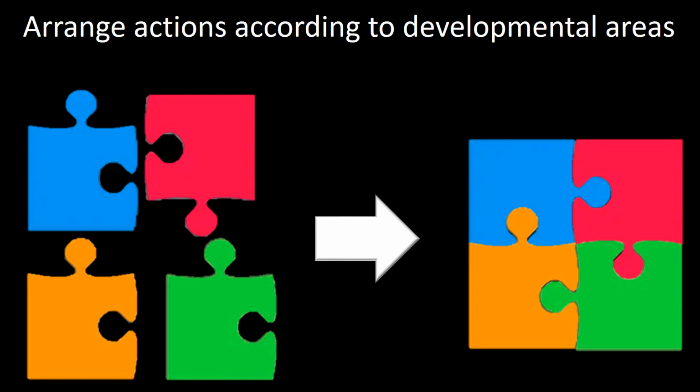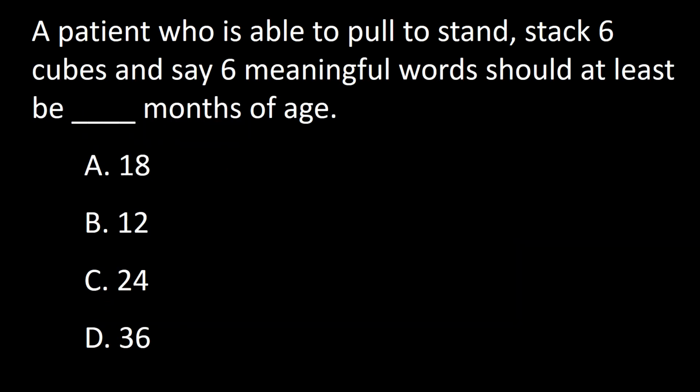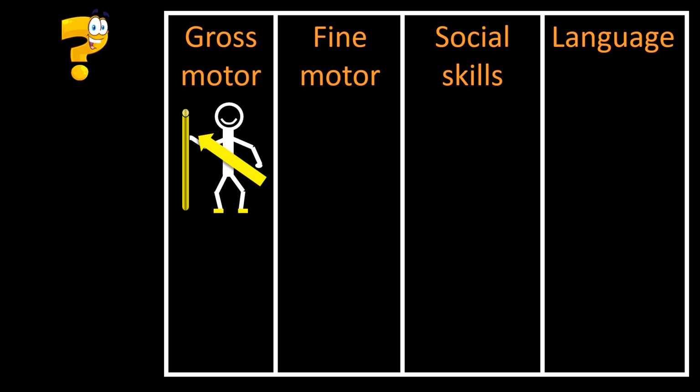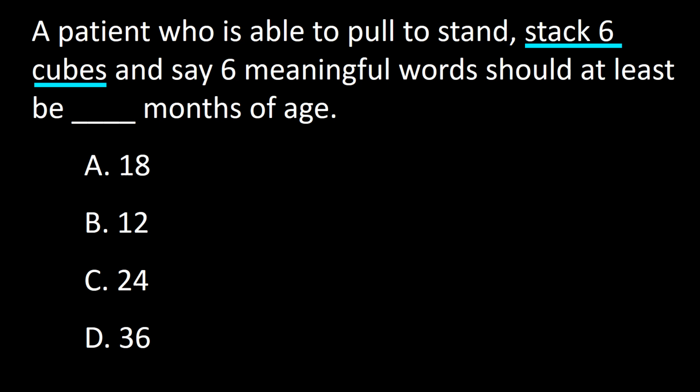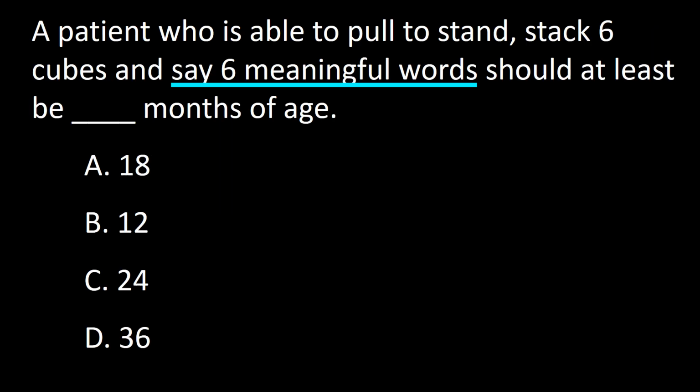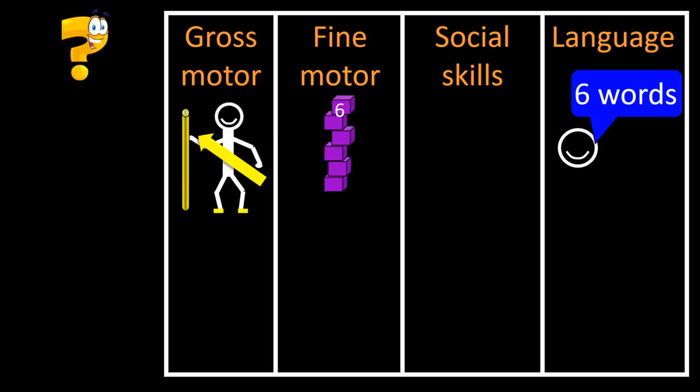The first step is the same as for questions with milestones in the choice section: to arrange the milestones according to the area of development. So we choose the first milestone, pull to stand, and ask ourselves what developmental area it belongs to. And as we know, this milestone belongs to the gross motor area. Then we go to the next milestone, stack 6 cubes. This milestone belongs to the fine motor area column. Next, we go to the third milestone, saying 6 meaningful words. Using 6 meaningful words corresponds to the language developmental area.